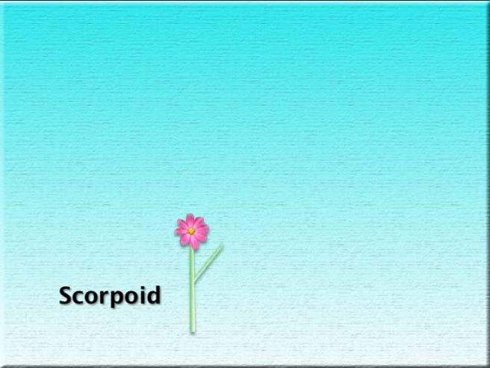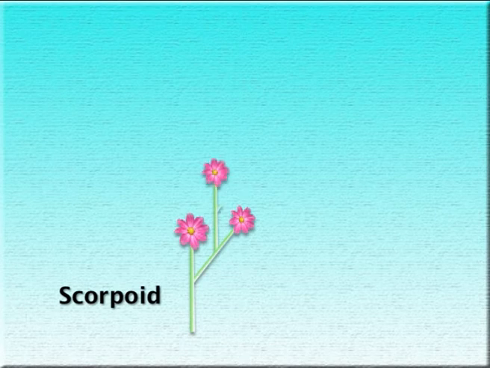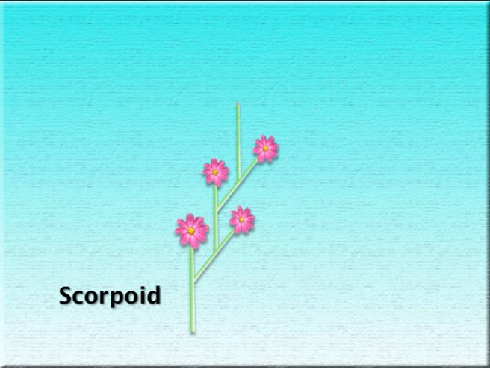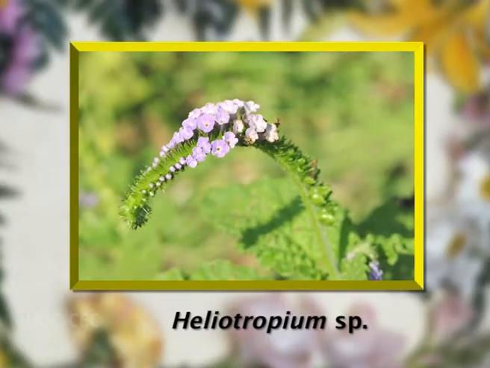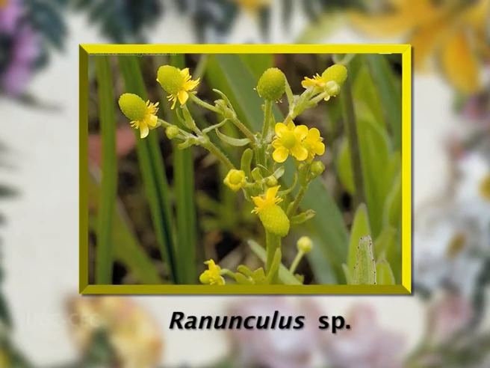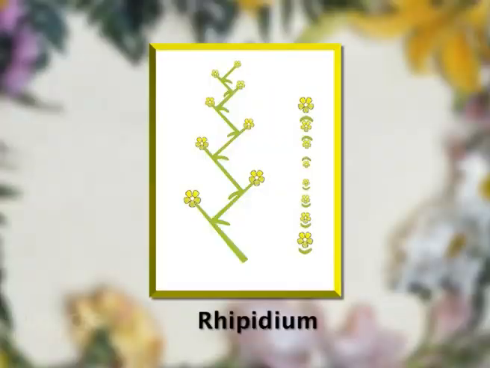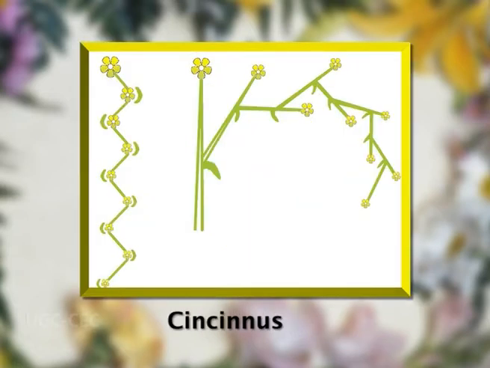The second type of monochasial cyme is the scorpioid monochasial cyme, in which the successive lateral branches develop alternately on either side, that is to the right or left side of the main axis, but in a zigzag manner, as we can see in Heliotropium, Solanum, Ranunculus, etc. Scorpioid monochasial cymes are again of two subtypes. One, Rhipidium, in which the lateral branches are in the same plane, and Cincinnus, in which the lateral branches are in a different plane.